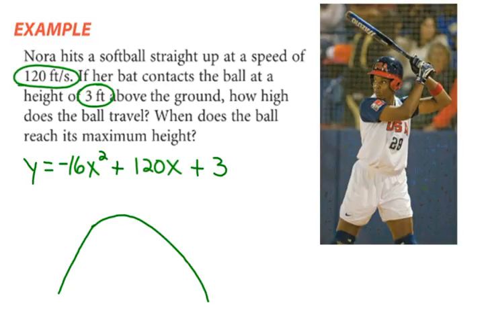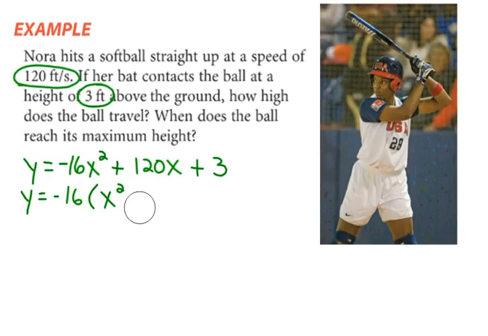So, we need to do completing the square to change this general form to vertex form. So the first thing I'm going to have to do is factor out this negative 16. And I'm going to get x squared plus, so in this case I have to do 120 divided by negative 16. Right? 120 divided by negative 16 is negative 7.5. So let me actually change this plus to a minus. I factored out the negative 16 from the x squared term and the x term.